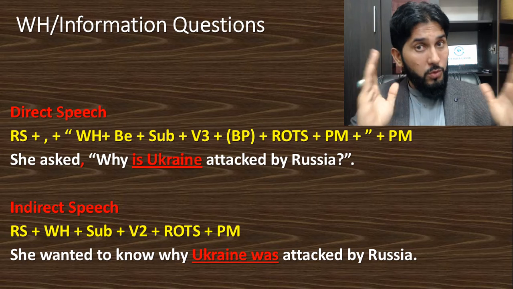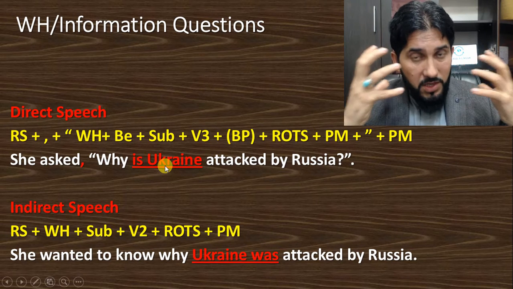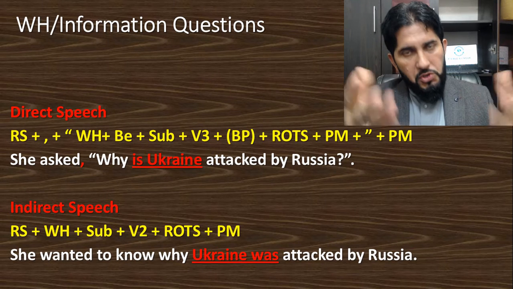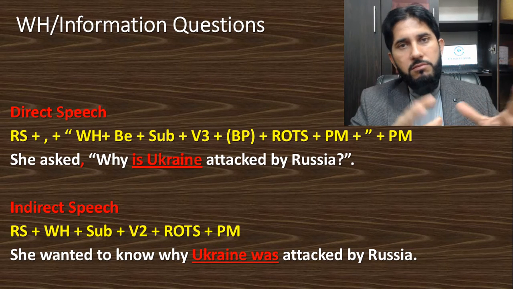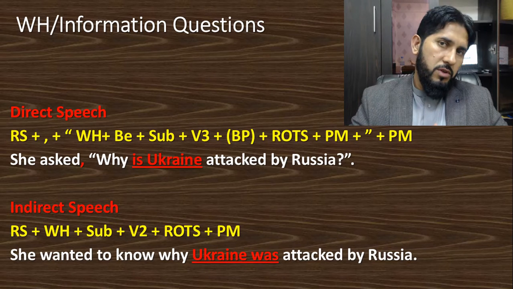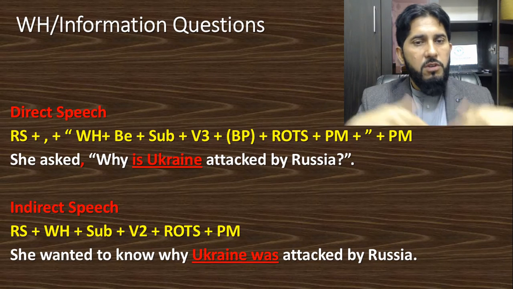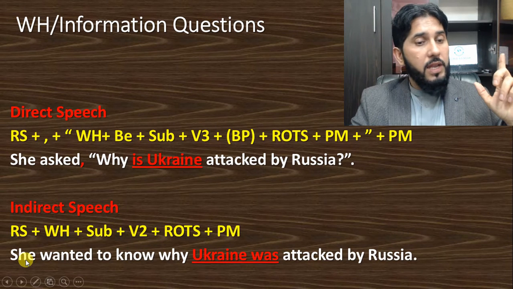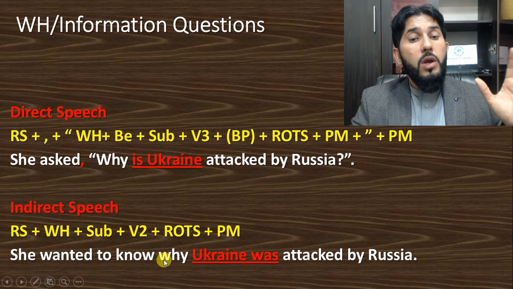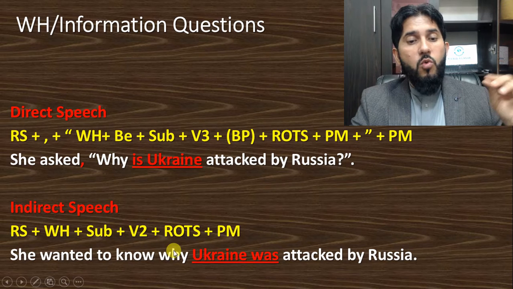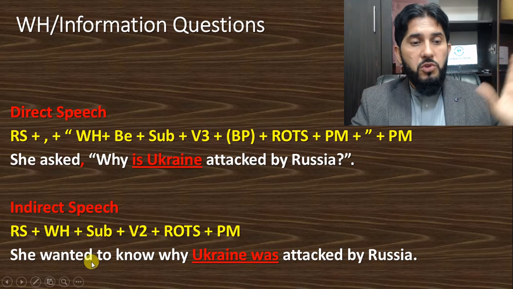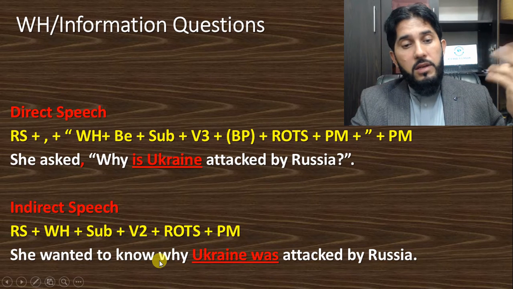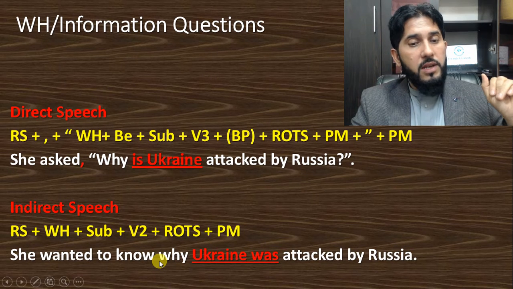Okay, and don't forget this. Keep these rules in mind when you make sentences using direct speech, and then when you're trying to change them to indirect speech, follow these rules. So now here, as I told you at the beginning, she wanted to know why, the WH question word, why. That conjunction should not be used. You should not say she wanted to know that why, or if why. It's not necessary. A conjunction is not necessary over here.